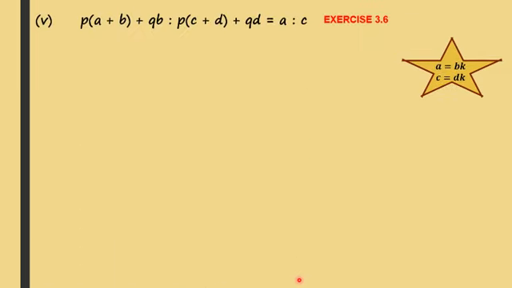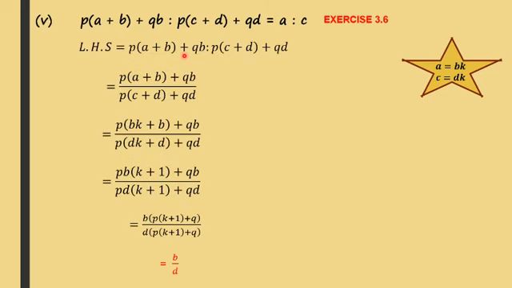The fifth part is (PA + B + QB) ratio (PC + D + QD) is equal to A ratio C. And we know that ratio can be written in the form of division. So the left hand side, that is P(A + B + QB) ratio P(C + D + QD), can be written as or will be equal to P(A + B + QB) over P(C + D + QD).